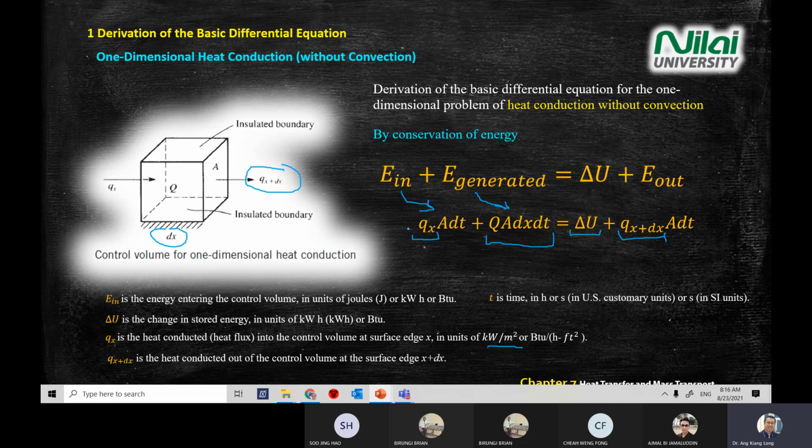So this is the second equation for today. The first equation is the general concept, how you derive the equation by using conservation of energy, in equal to out. On the input side, you have energy entering from the left hand side plus the energy generated inside. On the right hand side is what is coming out, E out, plus the change of internal energy, delta U. And then you can see the second equation on the screen here.